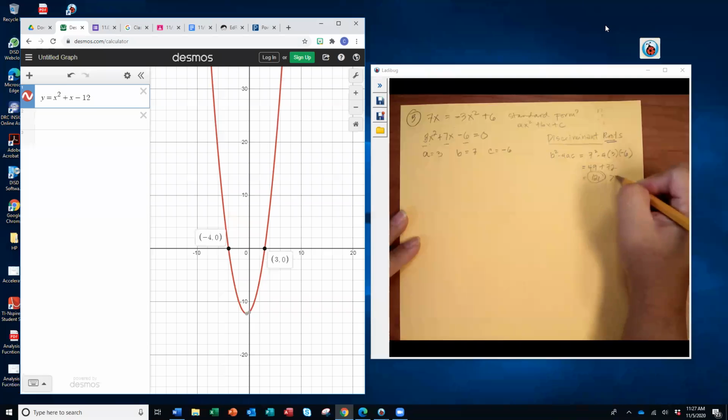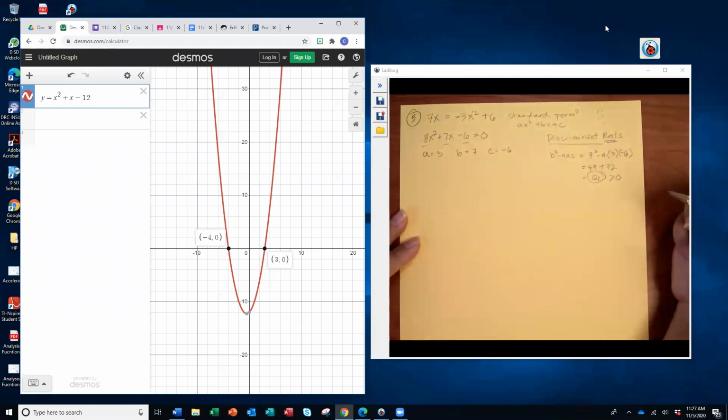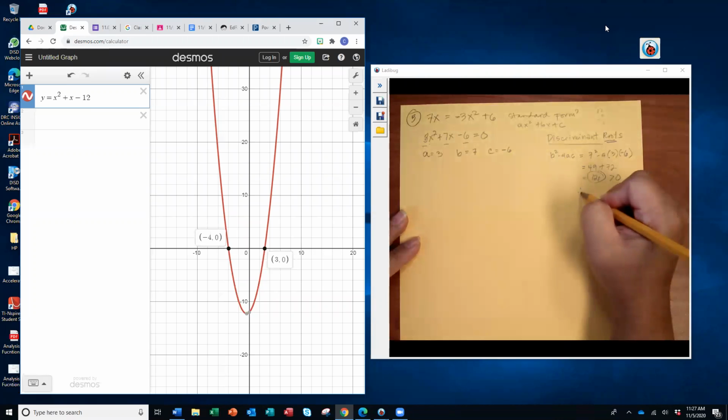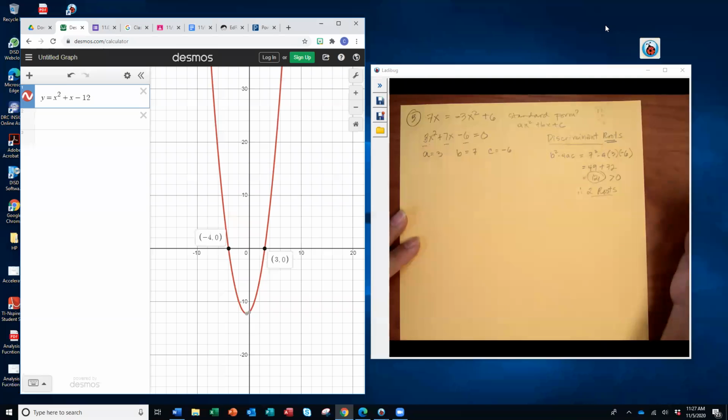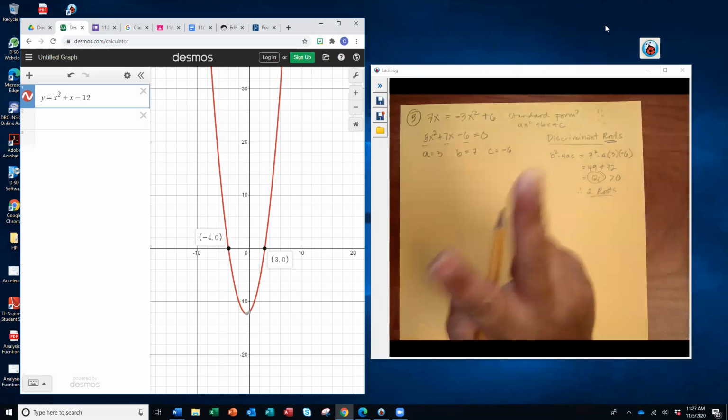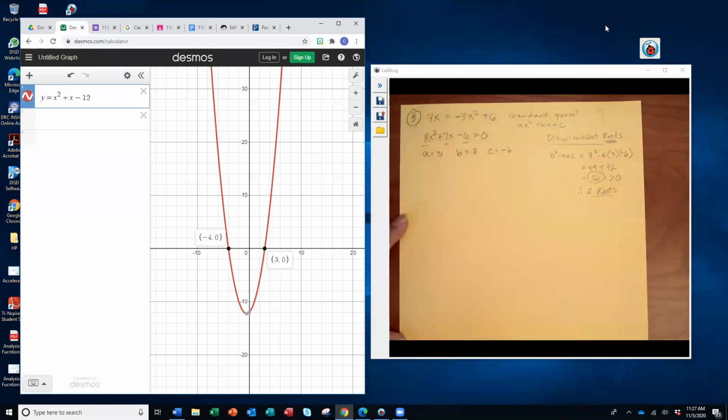121 is greater than 0, right? Therefore, I'm looking for 2 roots, because if it's greater than 0, it has 2 roots. Therefore, this touches 2 specific points on the x-axis.